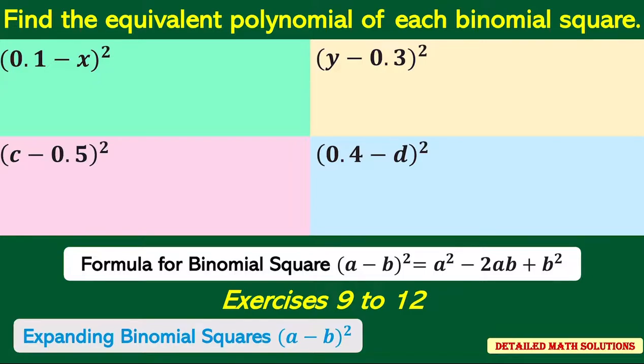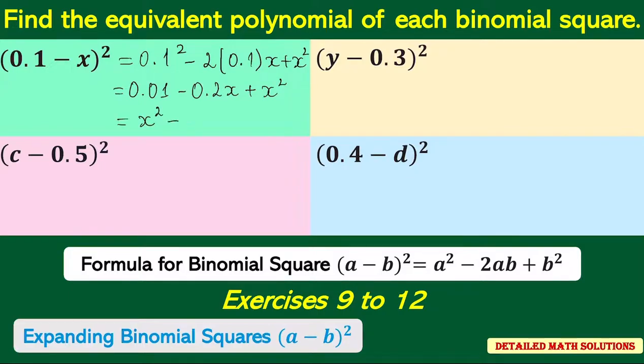In the first binomial, the number 0.1 corresponds to the a in the formula, and the variable x corresponds to the b in the formula. Therefore, this equals 0.1 squared minus 2 times 0.1 multiplied by x plus x squared. And when I calculate this further, this equals 0.01 minus 0.2x plus x squared. And when I write it in a standard form, this equals x squared minus 0.2x plus 0.01.